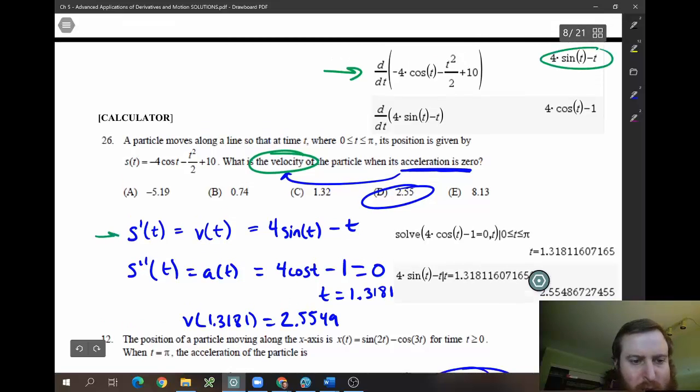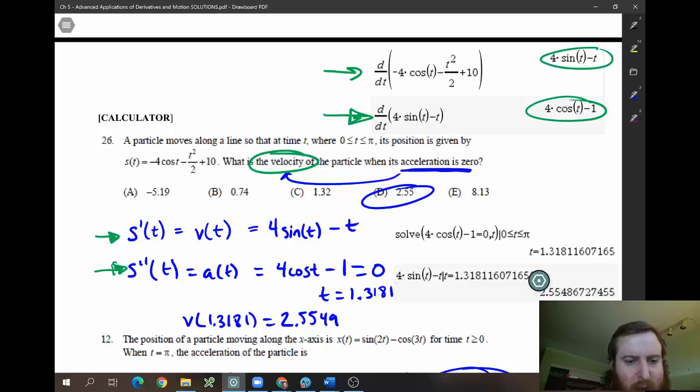Now, if it's multiple choice, you want to write this line. Then I did the second derivative, which is 4 cosine of t minus 1. Again, if it's free response, you want to write this line. Multiple, I think I said that backwards. If it's free response, we write those lines. If it's multiple choice, you don't have to, but it does help me to organize myself.